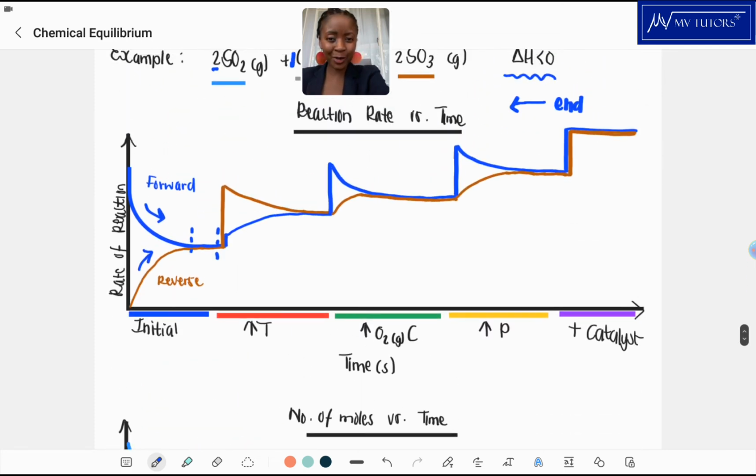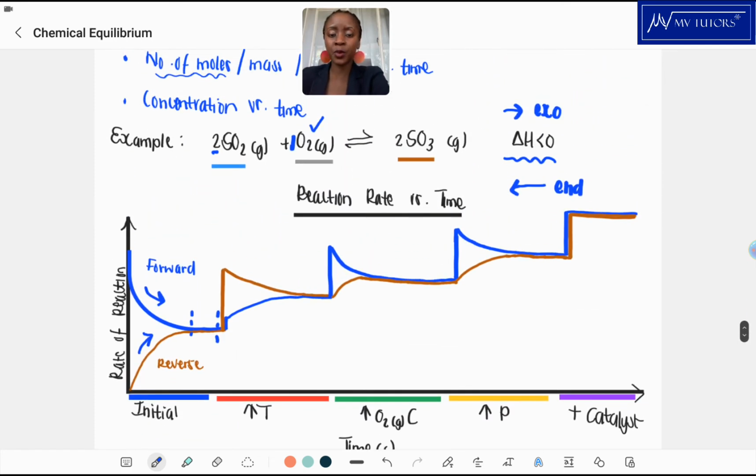Now, what happens when we increase temperature? Guys, when we increase temperature for an exothermic reaction, well, if your forward reaction is exothermic and you increase temperature, the system becomes heated up, but your endothermic reaction becomes favored always when you heat up your system. When you cool down your system, exothermic is favored. Because we know that endothermic is the reverse reaction, here we see our reverse rate of reaction increasing significantly.